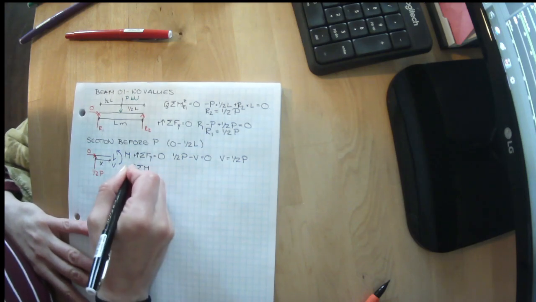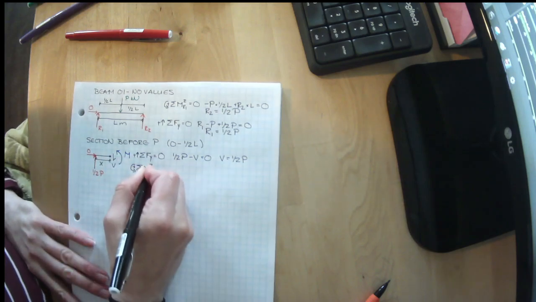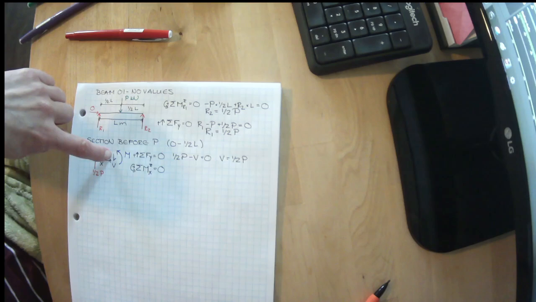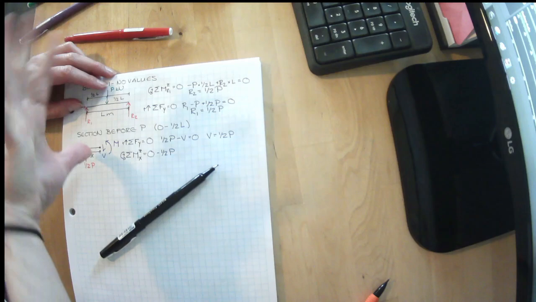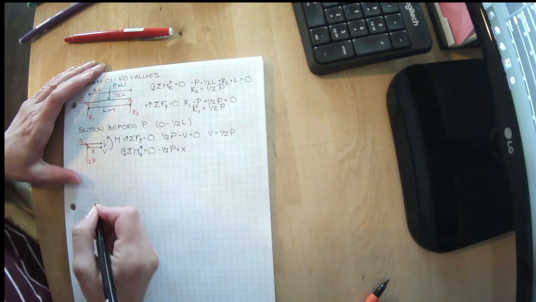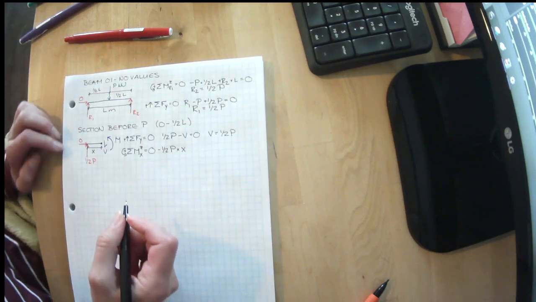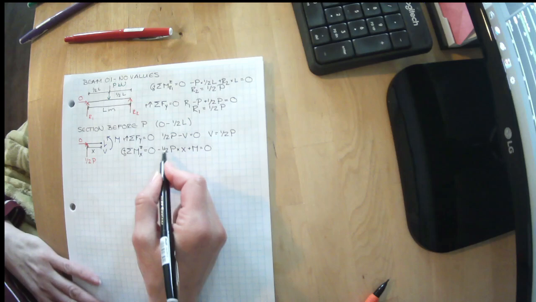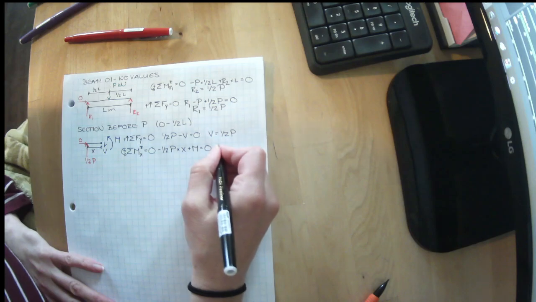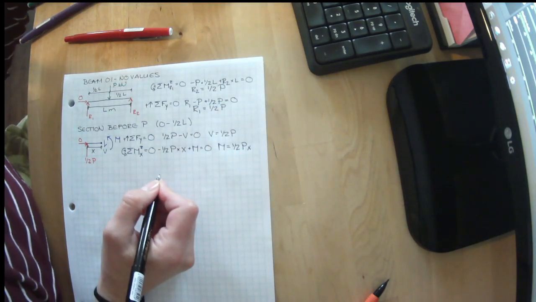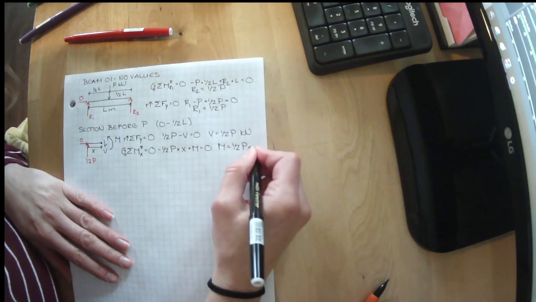Now let's sum our moments with everything going in that direction being positive about the z-axis, and we're going to spin about point X, or right here. I'm going to put my thumbtack right here. Well, 1/2 P tries to spin it in that direction, so I've got 1/2 P trying to spin it in the negative direction times distance x away. V passes through the point I'm trying to spin about, so it doesn't cause a moment, and then I have my positive moment. So plus M equals zero. If I bring this over here, I get M equals 1/2 Px. And this is kilonewtons, and this is kilonewton meters.